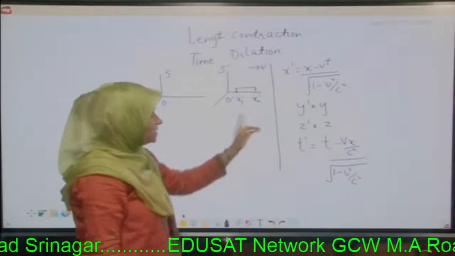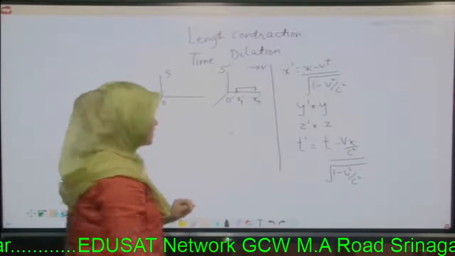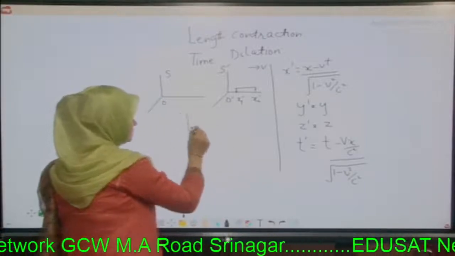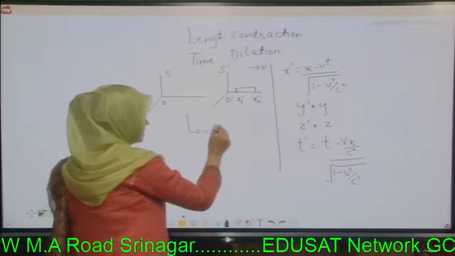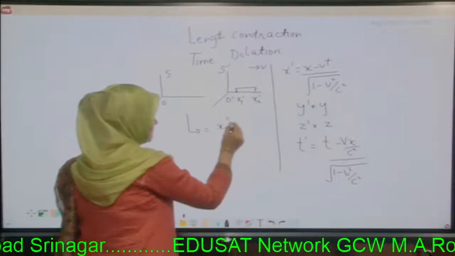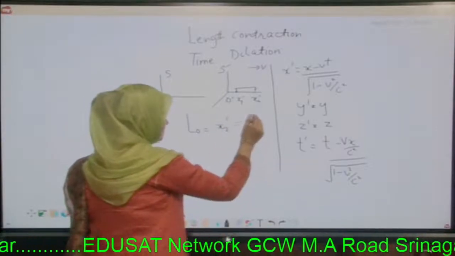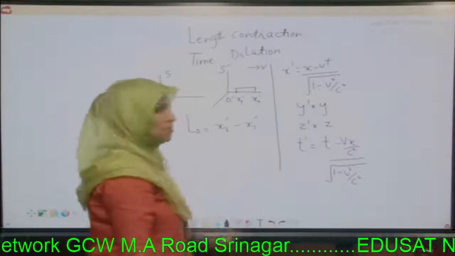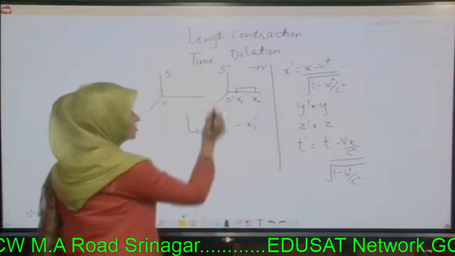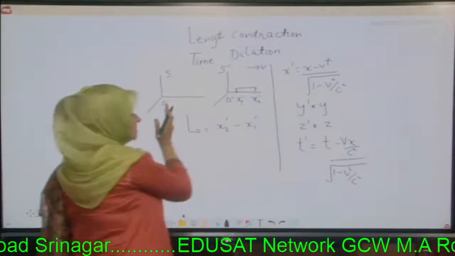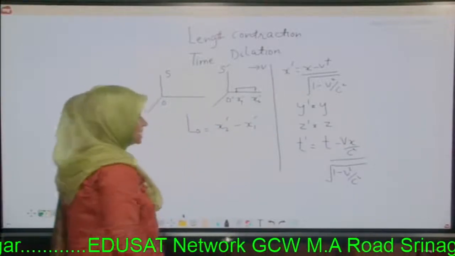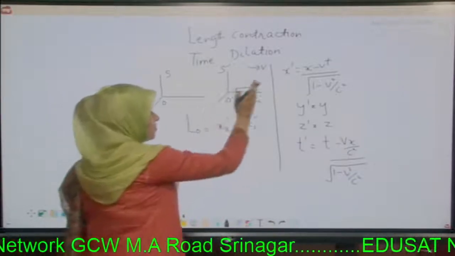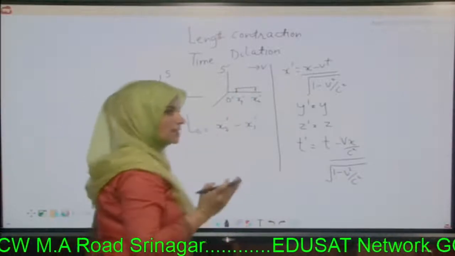So whatever length you measure over here will be called the absolute length. So L naught will be x2 prime minus x1 prime. Now what about the perception of observer O? For this observer, the rod is moving with a certain velocity v, so it will try to measure these two endpoints of the rod at the same time.